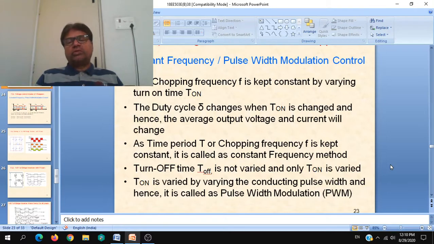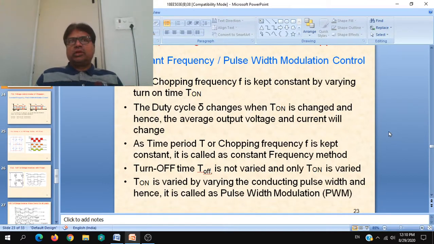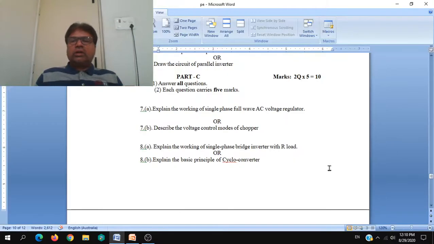Voltage control modes by frequency modulation and pulse width modulation, both you have to explain again in terms of how the duty cycle changes and how the voltage applied across the load changes according to the duty cycle. So that is for this seventh question, and now we will go through the eighth question.